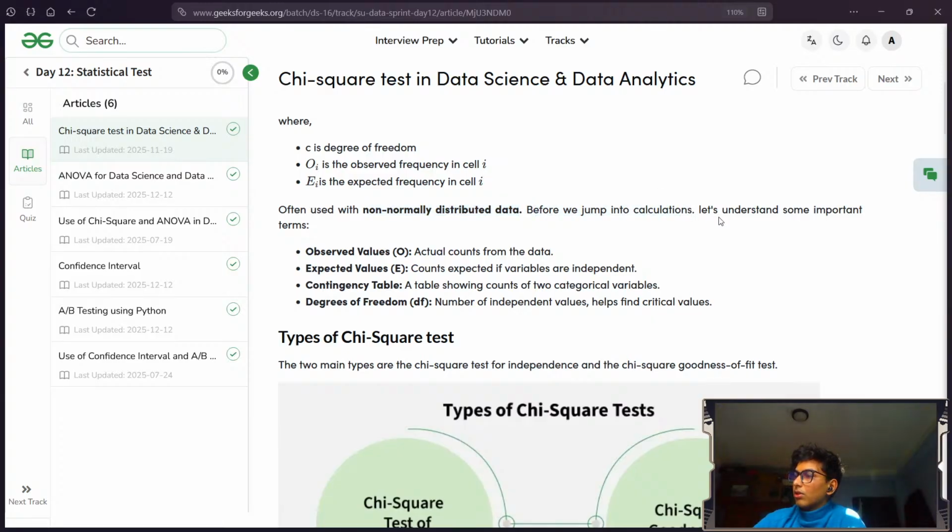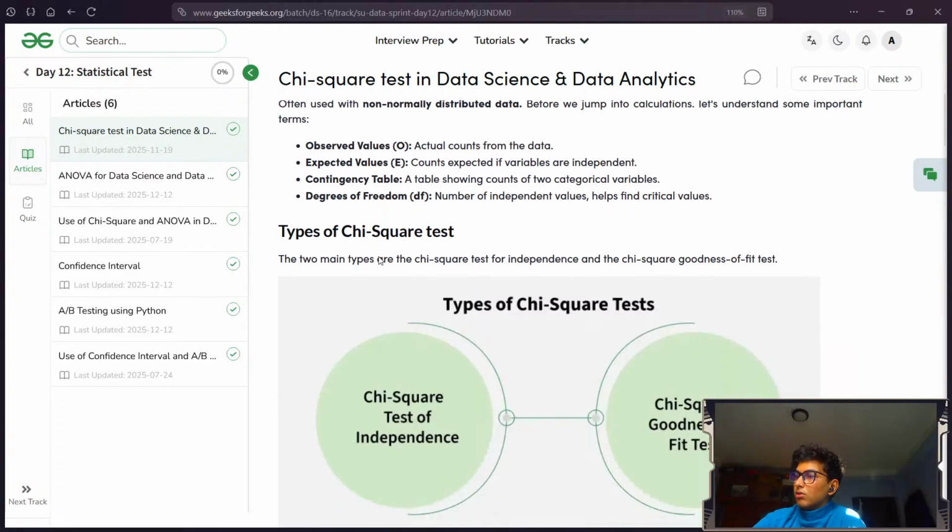Before we jump into calculation, let's understand some important terms. Observed values: actual counts from the data. Expected values: counts expected if variables are independent. Contingency tables: tables showing counts of two categorical variables. Degree of freedom: number of independent values, which helps find critical values.